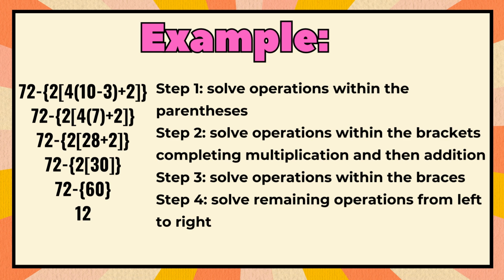Now we will discuss the example. 72 minus 2 times {4 times [10 minus 3] plus 2}. 72 minus 2 times {4 times 7 plus 2}. 72 minus 2 times {28 plus 2}. 72 minus 2 times 30. 72 minus 60. 12.